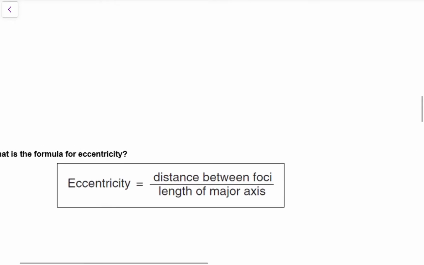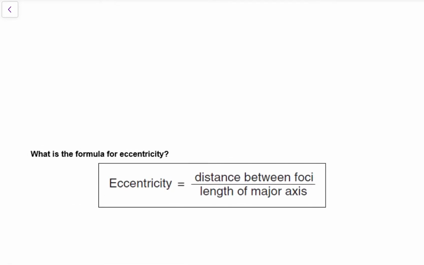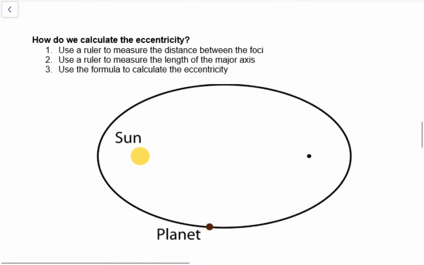So before we can learn to calculate the eccentricity, we need to learn the formula. The eccentricity is equal to the distance between the foci divided by the length of the major axis. How do we calculate the eccentricity? First, we will use a ruler to measure the distance between the foci. So remember, the foci points are those two dots in the middle. So the distance between the foci would be the distance between them. And in this case, you want to aim to measure exactly in the center of the dot.